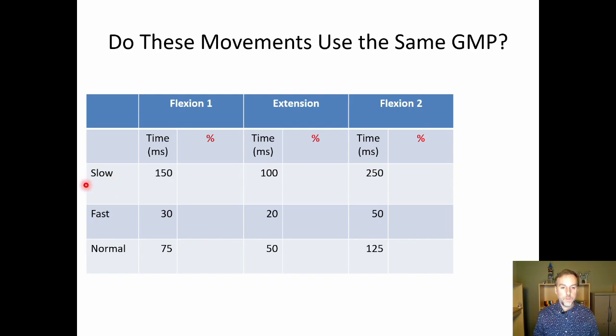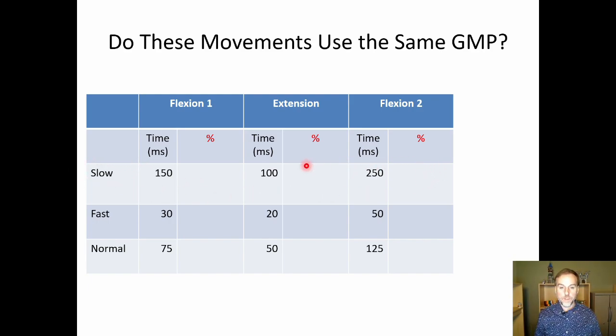So when we asked them to move slowly, the first event was 150 milliseconds, the extension was 100 milliseconds, and the flexion was 200 milliseconds. Now when we ask people to move fast, obviously there are going to be shorter durations, and that's okay, but what we want to know is whether the relative time is the same. So how do we do that? Well, let's start with the slow movement.